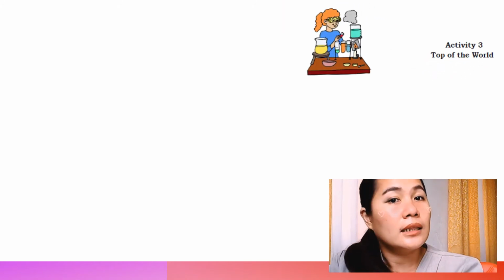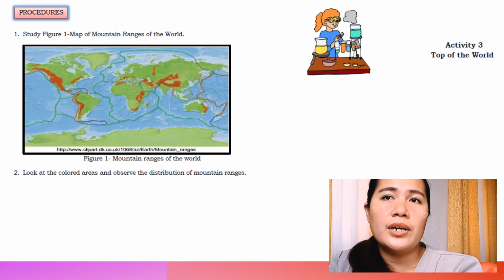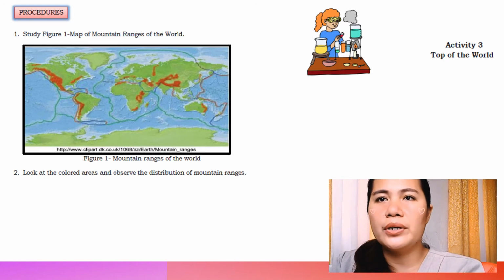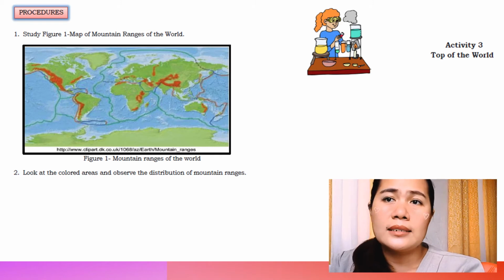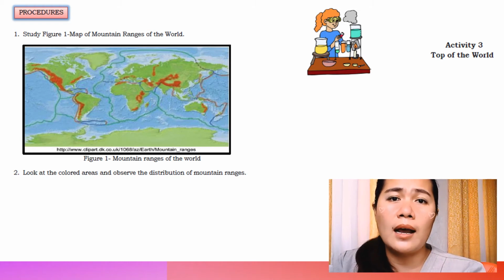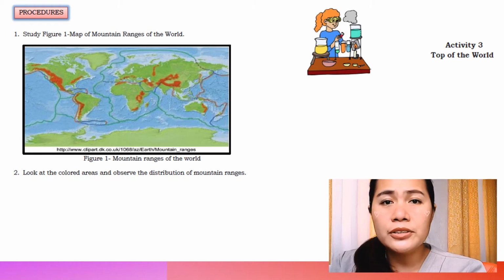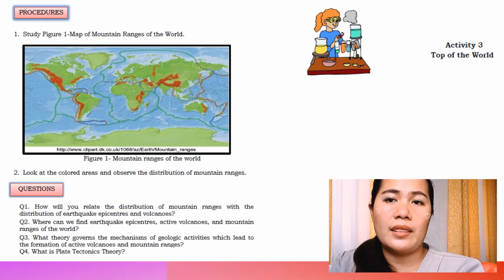Next, activity number 3 entitled Top of the World. So here you are given a map of the mountain ranges around the world, the ones with the red color. So where are the mountain ranges mostly found around the world? According to this map in our module, they are mostly found along the edges or boundaries of tectonic plates. And then you are going to answer 4 questions.